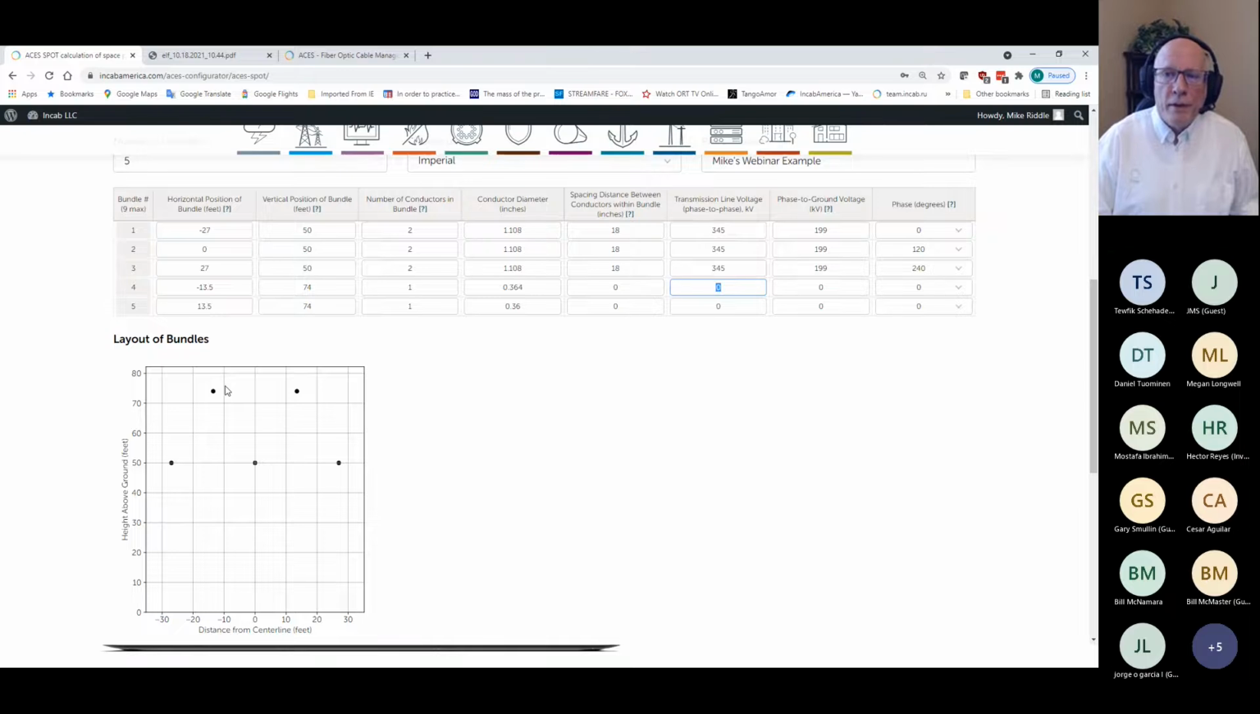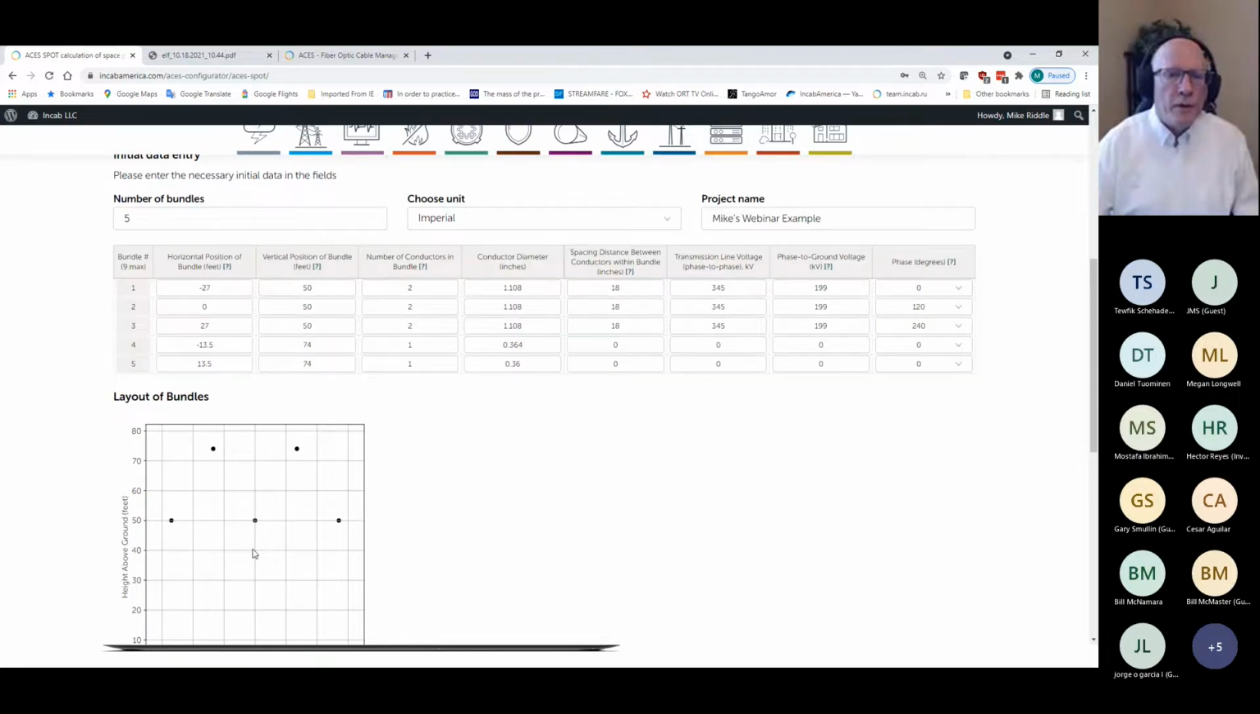Because there's no bundle, it's just a single conductor, no applied line voltage, which zeroes out your voltages here, and phase is irrelevant. The conventional shield wire on the other side is positive 13.5, 74 feet. Again, a single conductor. It's a 3/8 inch shield wire, which means its diameter is 0.360. Again, no spacing, no applied voltage, and no phase. And you get this output to confirm that things look right.